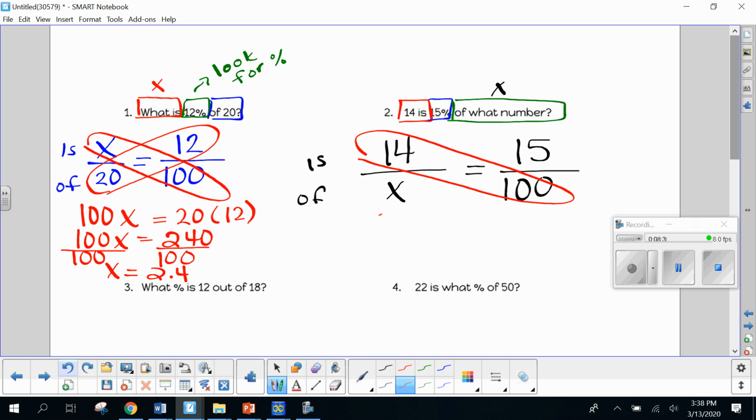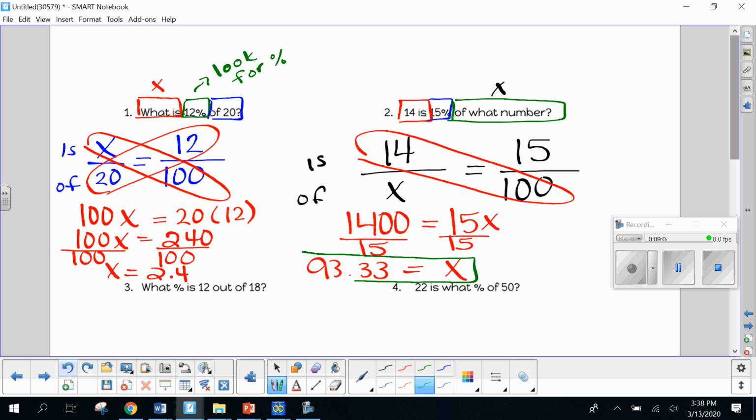14 times 100 is 1400, which is equal to x times 15, or 15x. Let's get rid of the 15 by dividing both sides by 15. X is 93.33. Okay?